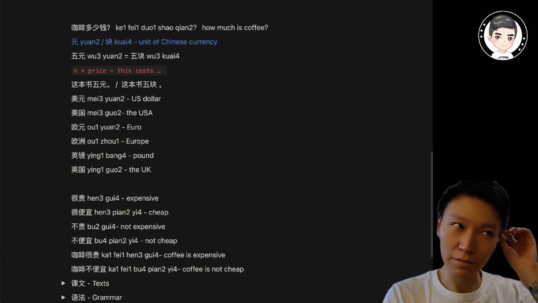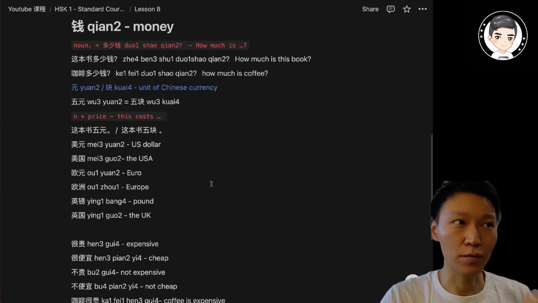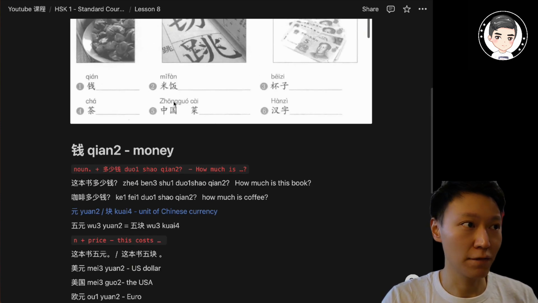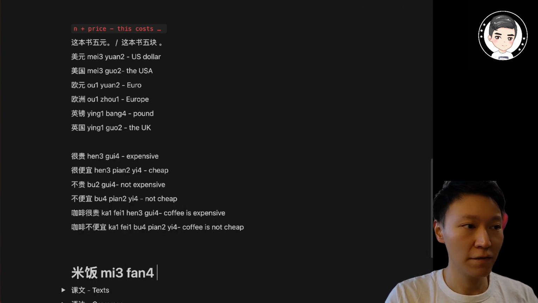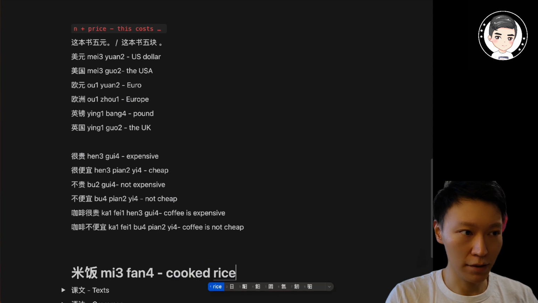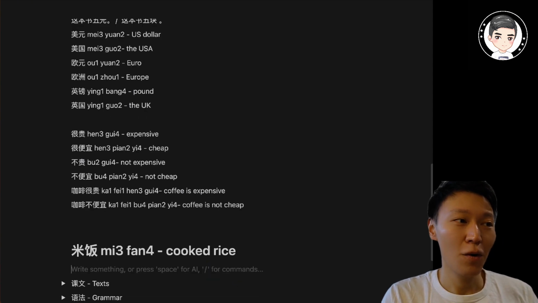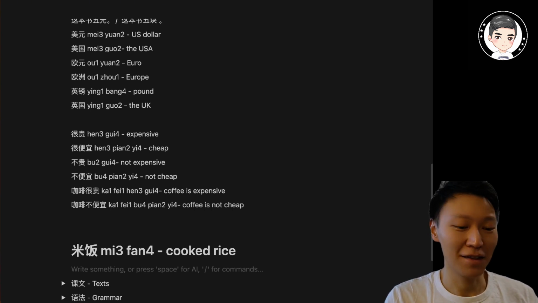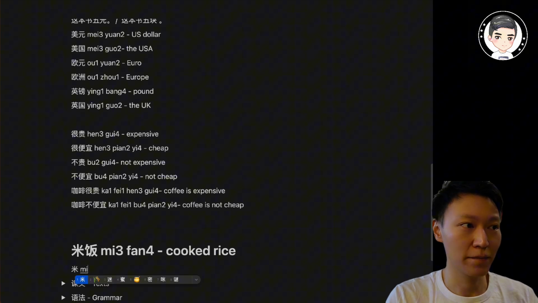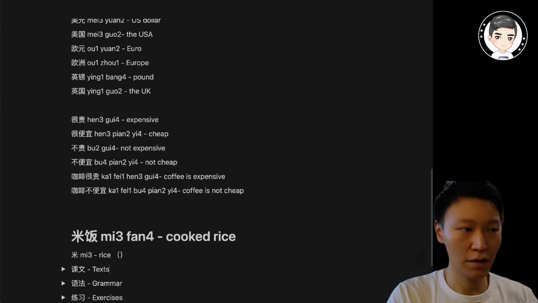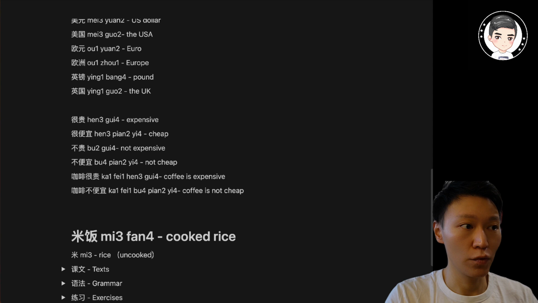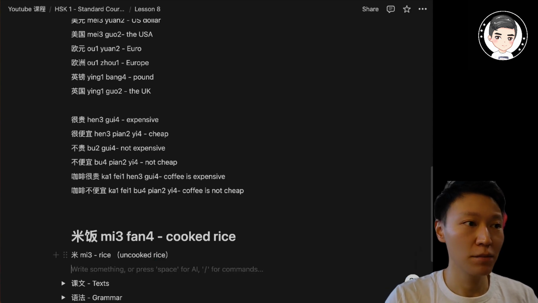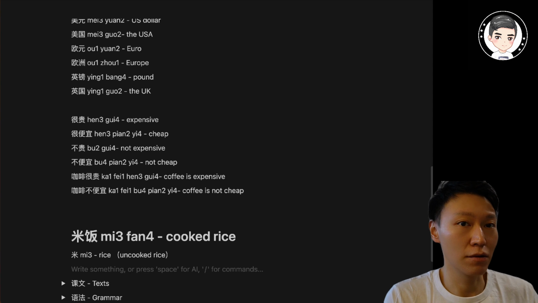Now let's move on to the second word, 米饭. 米饭 means cooked rice. So why is it cooked rice? Because if we're talking about uncooked rice, then that's not 米饭, that's 米. So you can say it's rice or uncooked rice, 米. 米饭 is already prepared. You can already eat it.